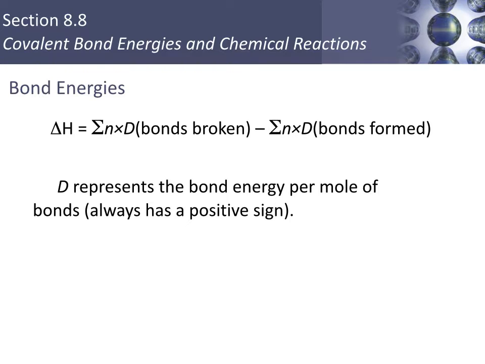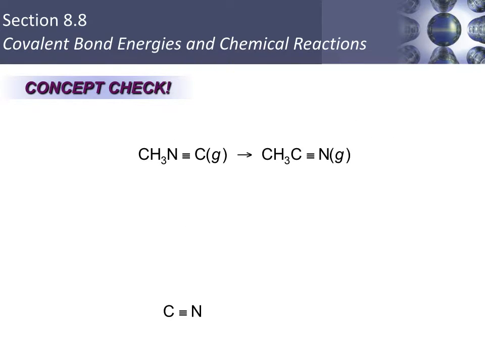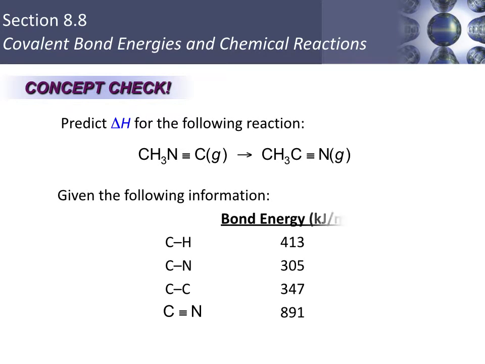So let's try an example. Predict the change in enthalpy for the following reaction, given the following information. So here we have some bond energies, and the question is calculate the overall delta H for this reaction. Pause it and try it.